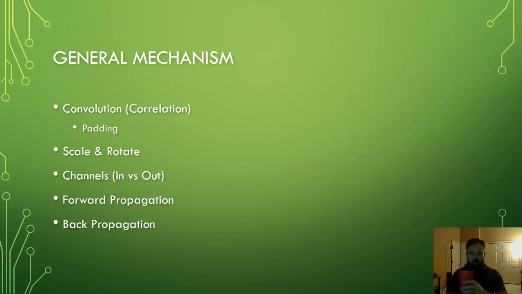So the general mechanism for a convolutional neural network is actually not convolution, strangely enough. It's correlation. Convolution and correlation are identical, except for the fact that in convolution, you take the filter and you flip it vertically and horizontally before you apply it. In a convolutional neural network, that is usually not the case. They're usually just applied directly, which is referred to as correlation.